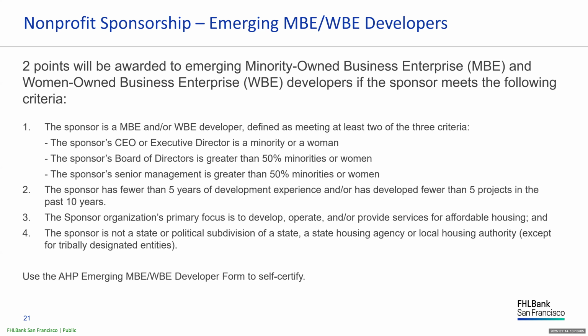The sponsor must certify that they meet all criteria using the AHP Minority or Women-Owned Developer Form, which is a new attachment for this year that you will see when you download the application package. As noted, this is a new subcategory. We surveyed other emerging developer programs, and while we believe our requirements are aligned with other programs, please let us know if you discover a conflict between this new subcategory and another emerging developer program.